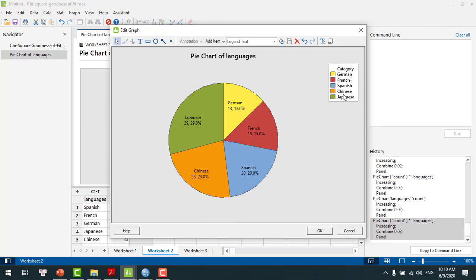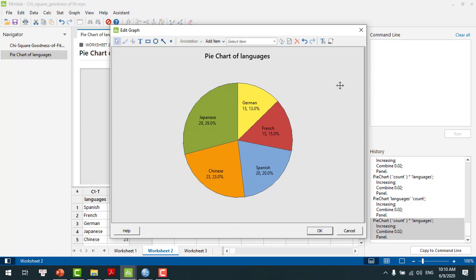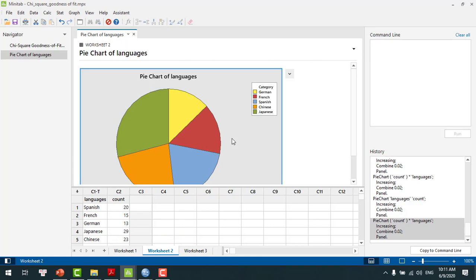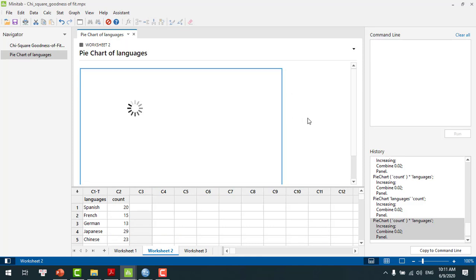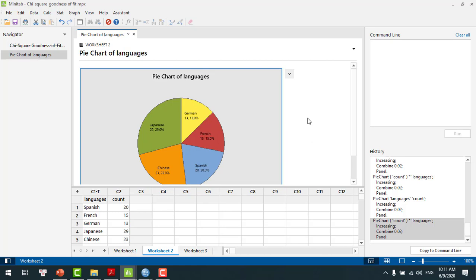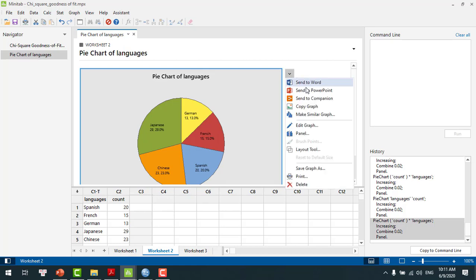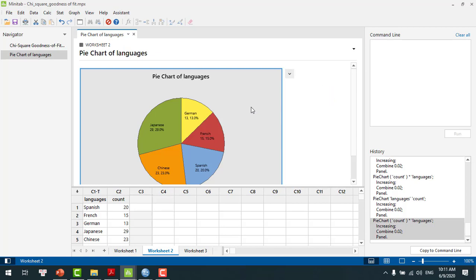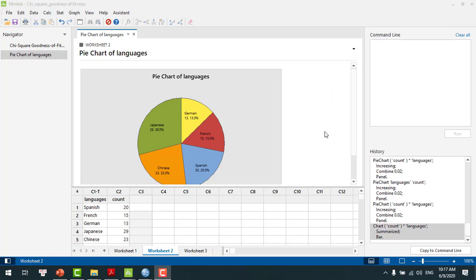Once you get the little window there, click delete, and then the window goes away. And here you have then the chart with all the information, and click OK. Now if you want, then you can transfer this to your document. So as usual, click on the arrow, send to Word or send to the PowerPoint, and you got the little pie chart.